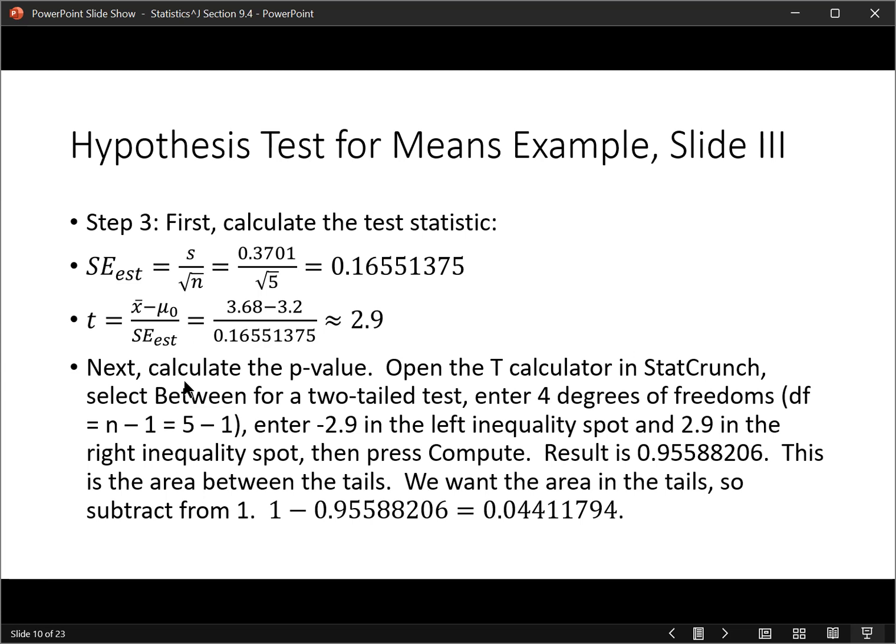To calculate the p-value, you're going to open the t-calculator in StatCrunch, select between for a two-tailed test, and enter 4 degrees of freedom. The 4 comes from taking the sample size and subtracting 1. You're going to take this t-value and put it in the left and the right inequality. That's what you do when you have a two-tailed test: you have both tails, two sides. Then press compute, and when you do that, you're going to get this.